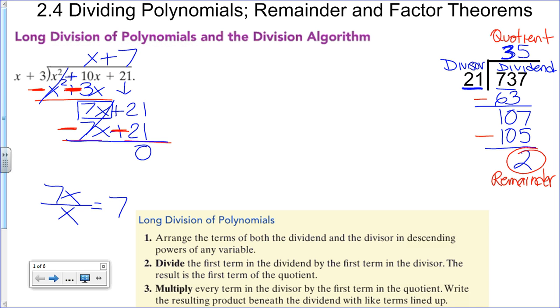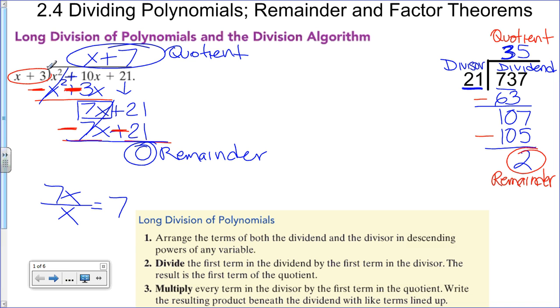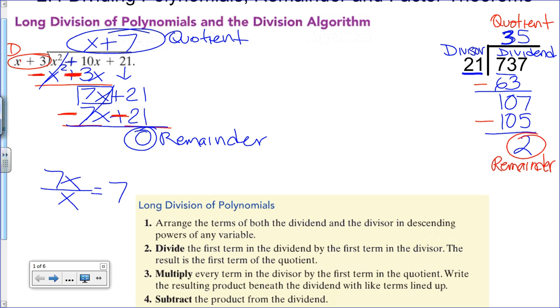So again, we have this one, which is the quotient. This is the remainder. This one here is the divisor, the one performing the division, and the one inside, it's the dividend.